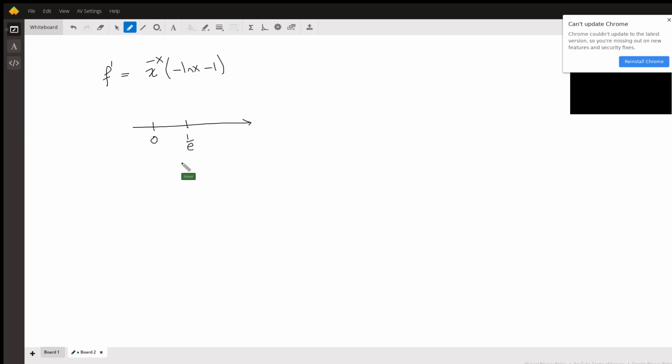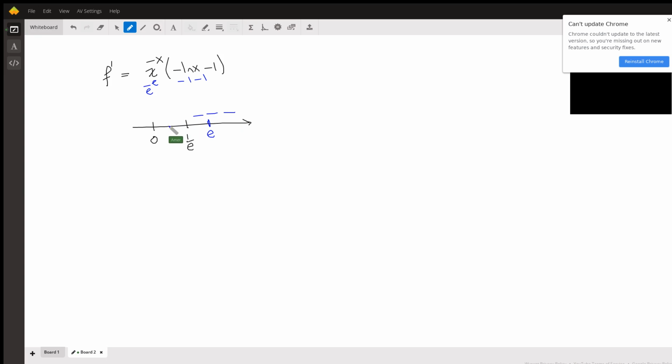Now we need to check the sign of the derivative. If I take any value bigger than 1 over e, say I could take e. If you take e, this one is going to be negative 2. So you can check by testing values. Take e, so it's going to be negative 1 minus 1, so it's negative 2, and this one is going to be positive, right? This is positive, so times negative, this is negative.